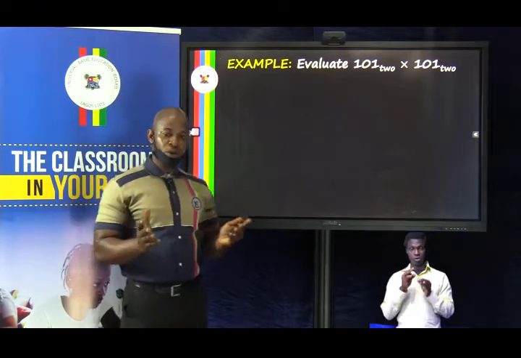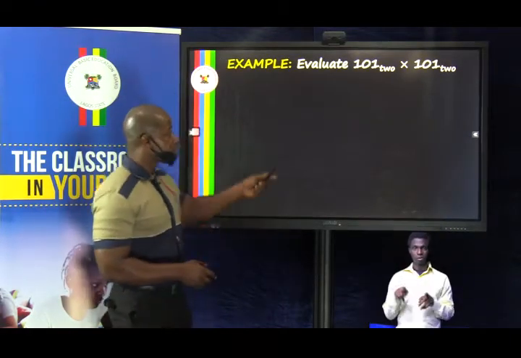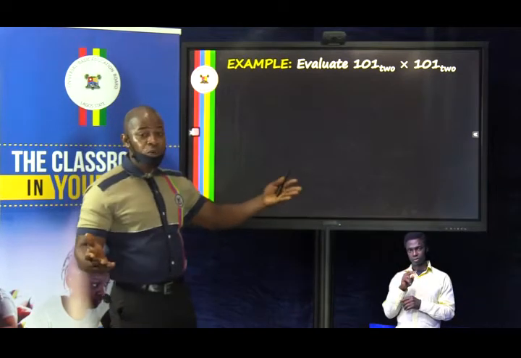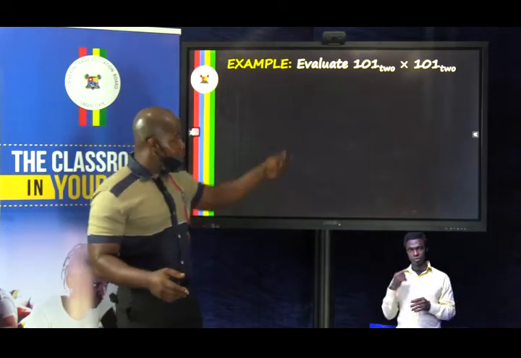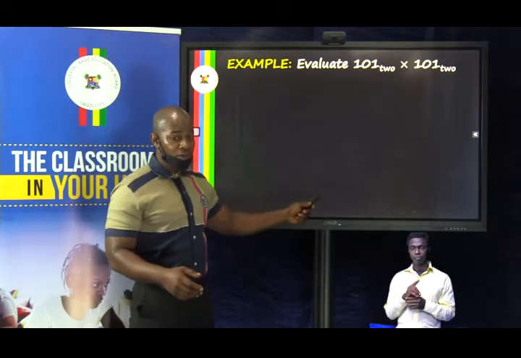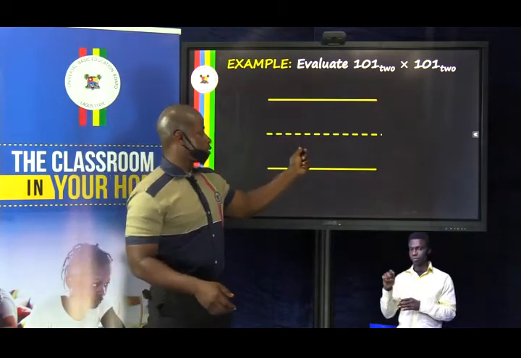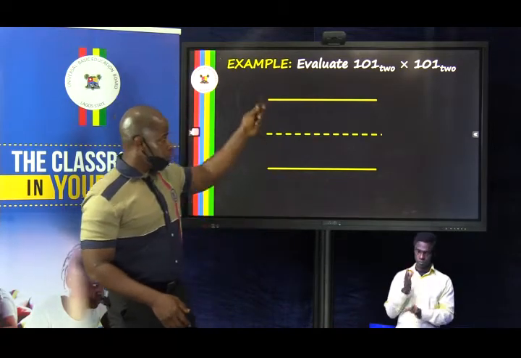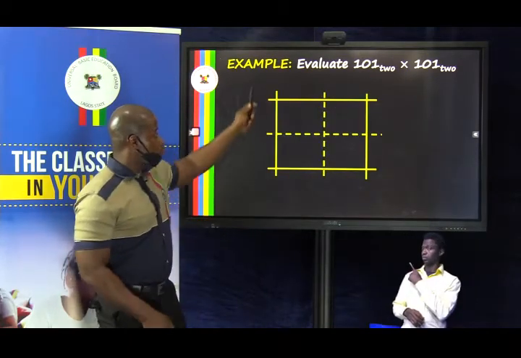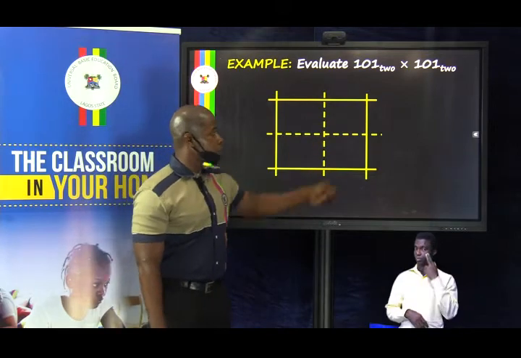Okay, so in case you come across something like that, just expand it. Now, how do we represent 101? A single line for 1, a dashed line for 0, a single line for 1, like this. 1, 0, 1. Then another 101 will cross it. So 1, dash line 0, a dash line 1.